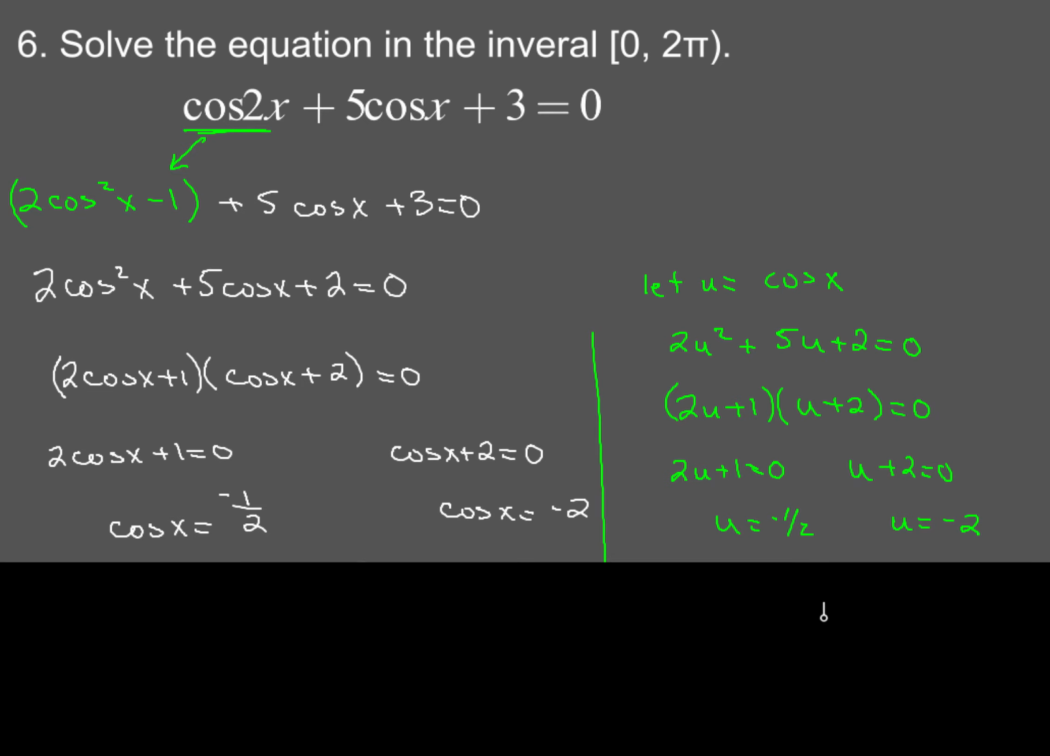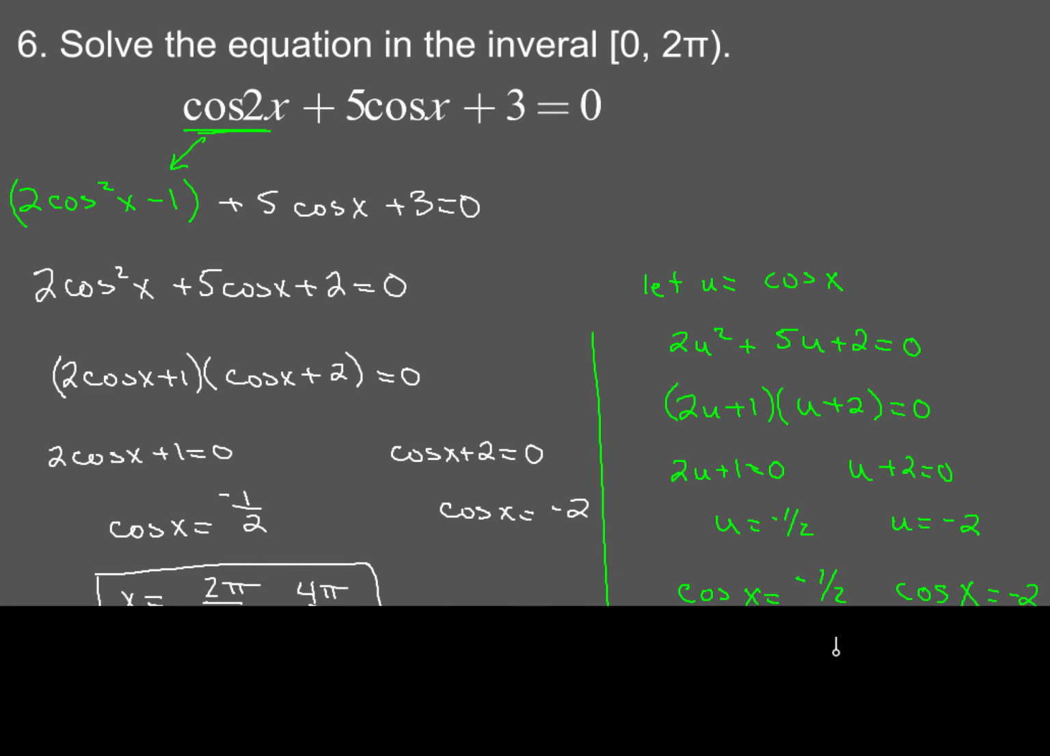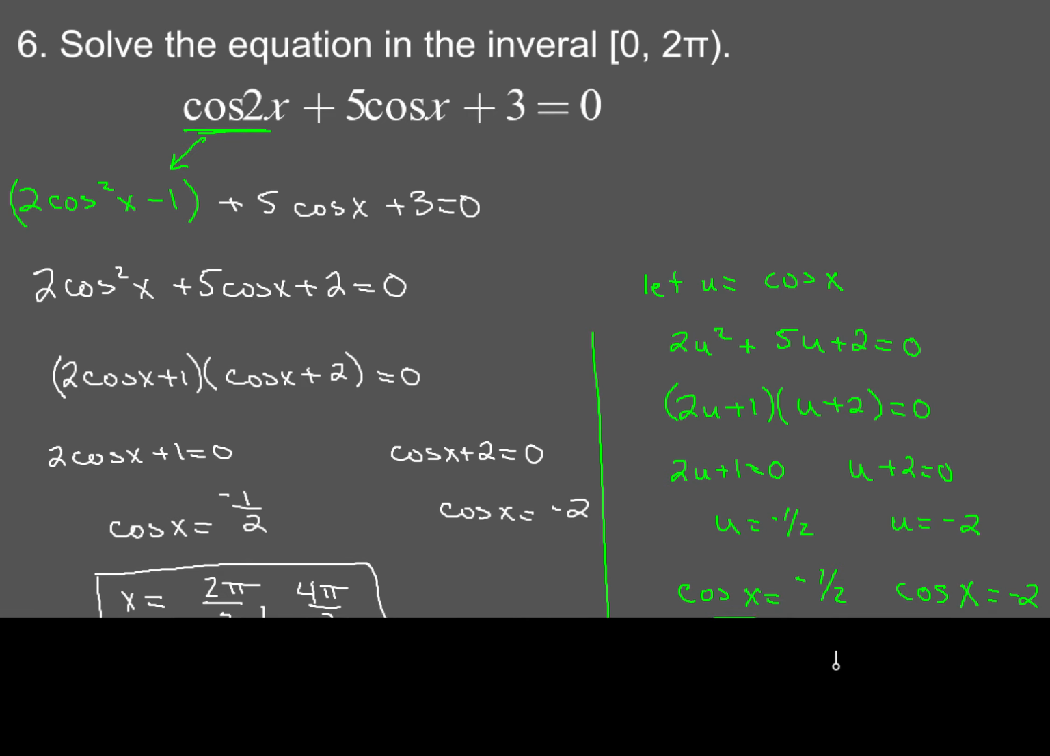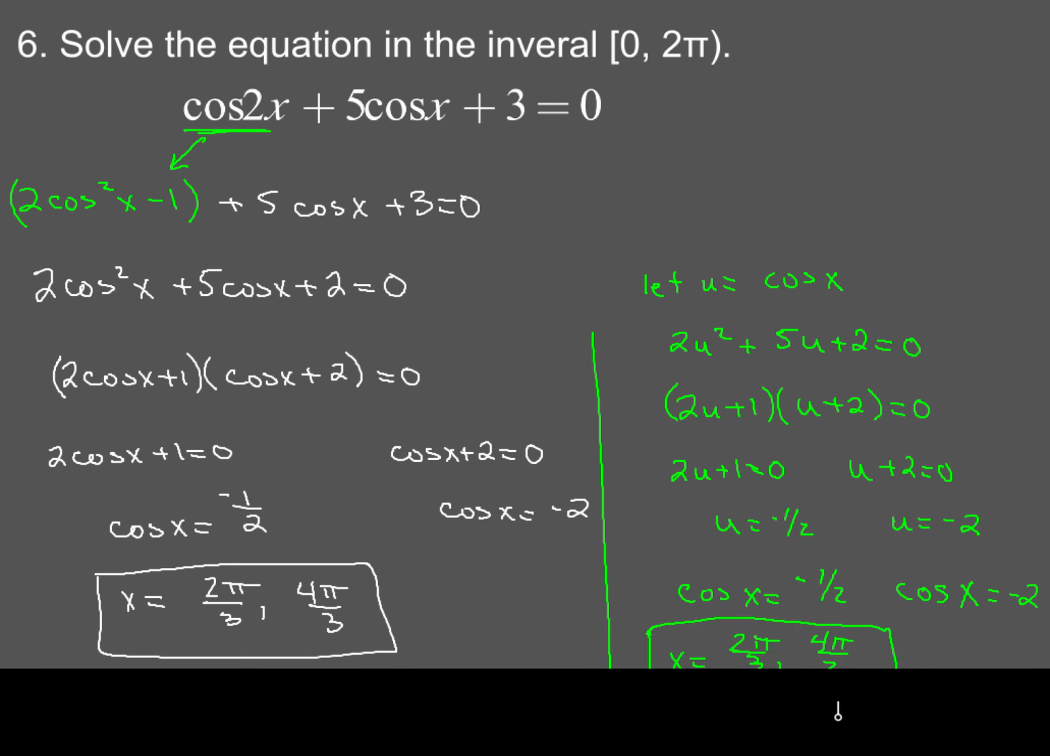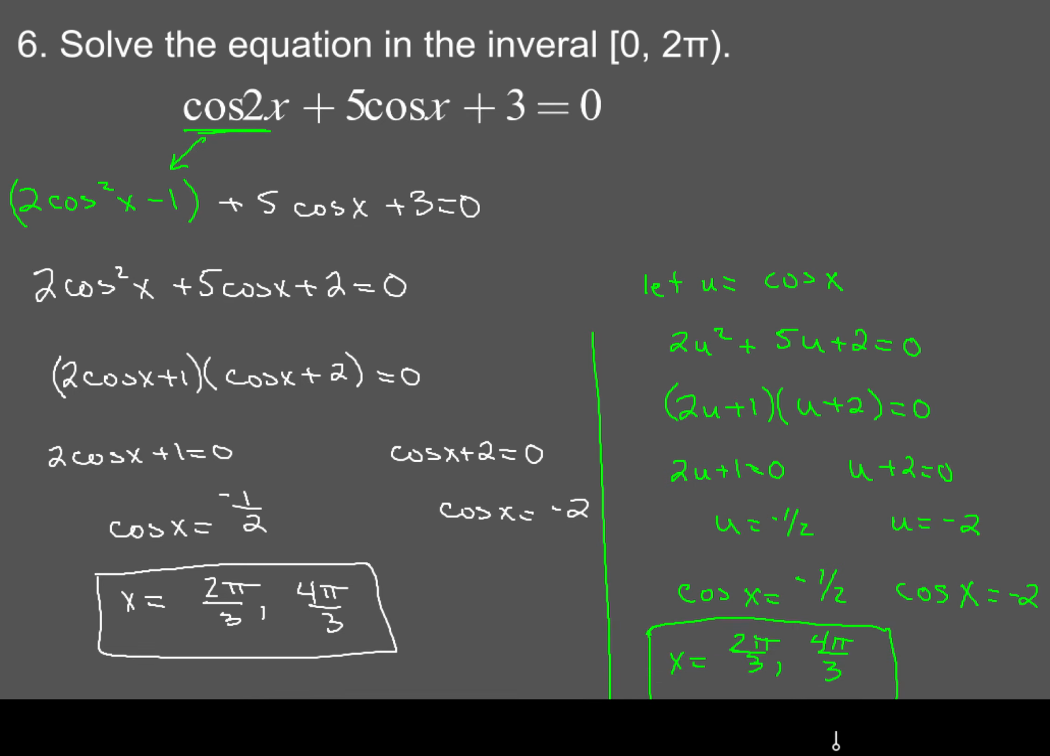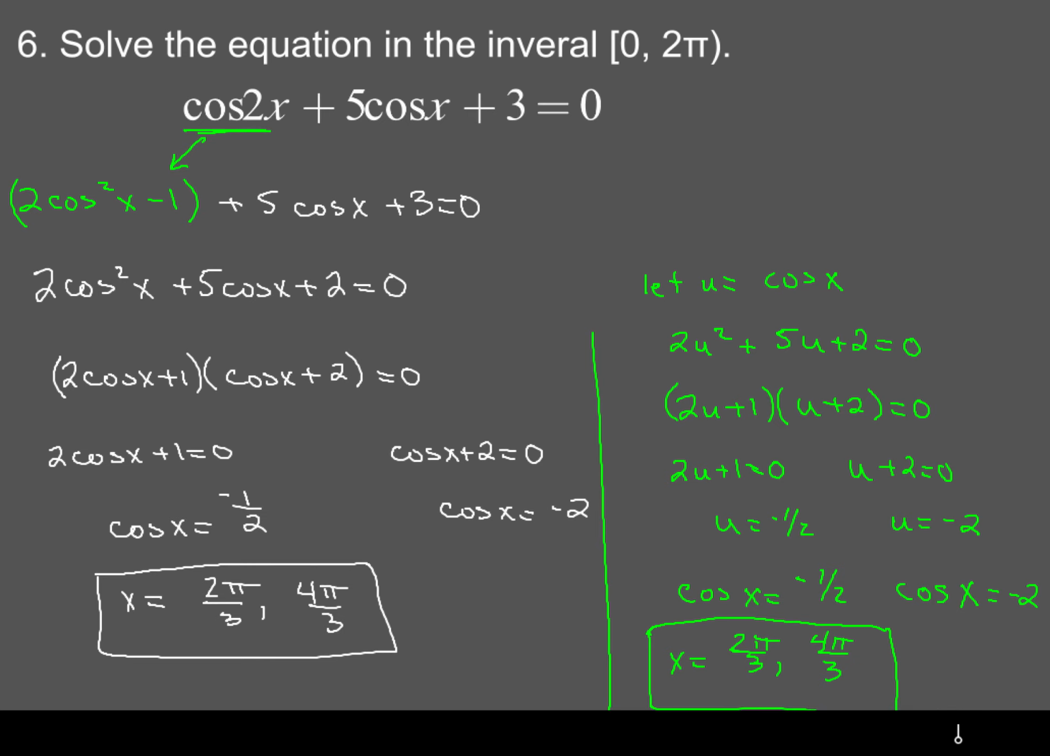So after we back substitute and put cosine of x back in for u, we end up with cosine of x equals negative 1/2 and cosine of x equals negative 2. And of course, the only 2 values that will be returned are 2 pi over 3 and 4 pi over 3, because nowhere on the unit circle does cosine x return a value of negative 2.